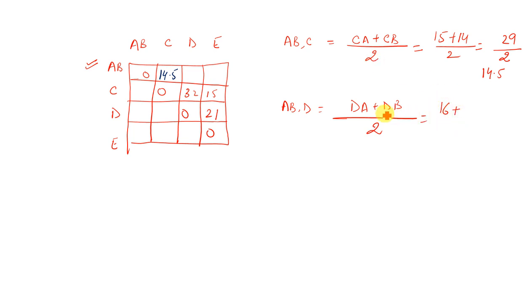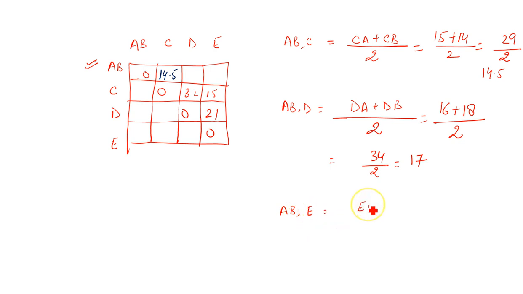DA is 16 and DB is 18, divided by 2. So DA, so let's have this. So 34 divided by 2. So this value will be 17. Same, now we have to calculate the AB comma E.